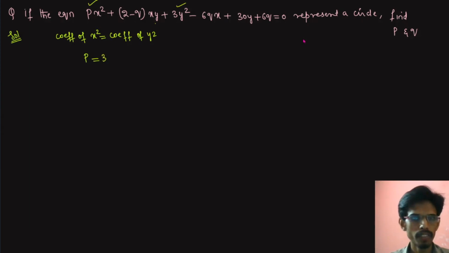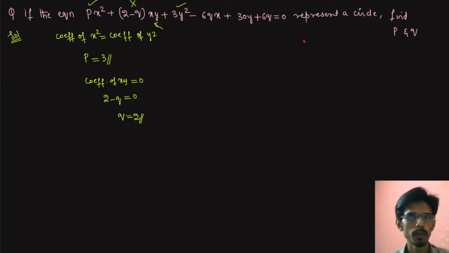And one more thing, we don't require this xy term. The coefficient of xy should be 0. So the coefficient of xy is 2 minus q. This term must be 0. From this the value of q will be 2. So we got p and q.